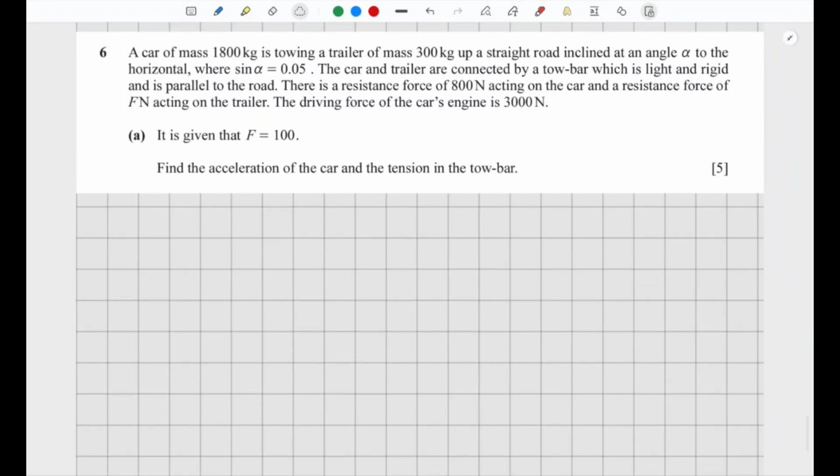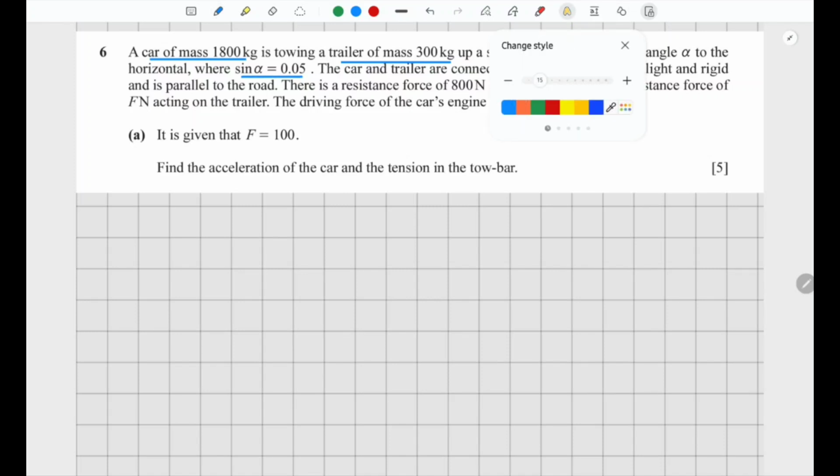So question number 6. Question 6 says a car of mass 1800 kg is towing a trailer of mass 300 kg up a straight road inclined at an angle alpha to the horizontal where sine alpha is 0.05. Okay, so this is a case of connected particles. So we have a car of mass 1800 kg, we have a trailer of mass 300 kg, and sine alpha is 0.05. Okay, so what else could we do?